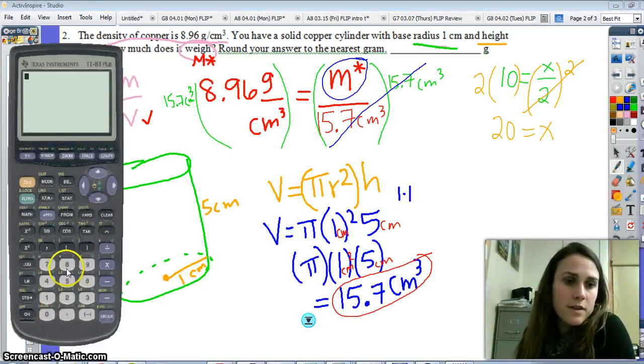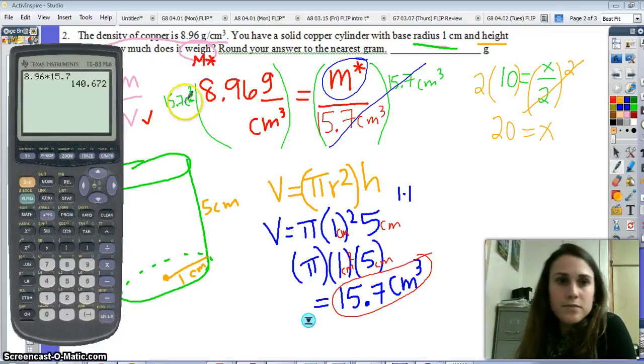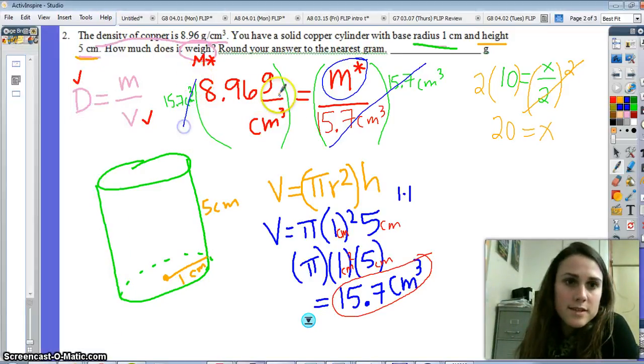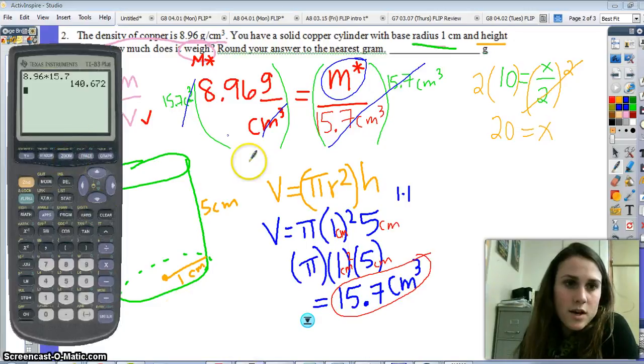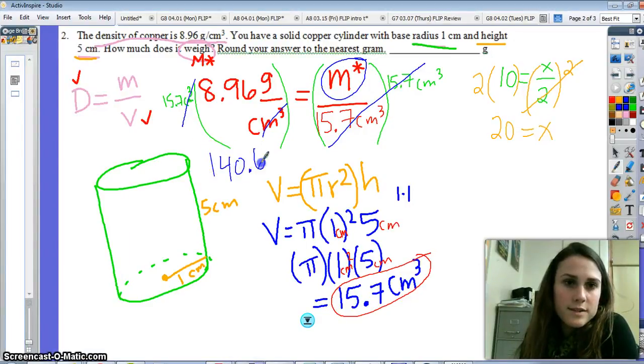Let's figure that out. 8.96 times 15.7. Remember, I multiplied both sides by 15.7. That's how I got this. Equals 140.672. A cool thing happens. These centimeters cubed cancel out because one's in the numerator, one's in the denominator. I'm left with 140.6 grams. I still have this unit up here. So I'm saying the mass is 140.6 grams.